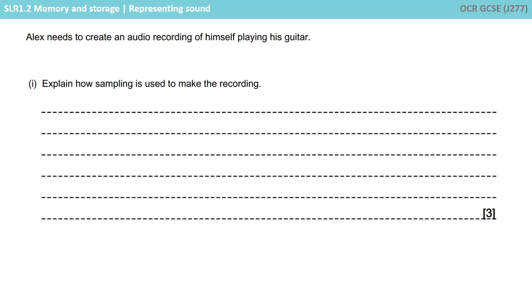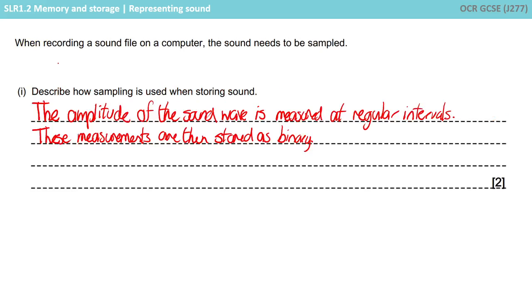Only one more, I think. No, 2 more. Nice and easy. Well, this is exactly the same question we had before. Alex needs to create an audio recording of himself playing his guitar. Explain how sampling is used to make the recording. Okay. Well, have we done this already? Well, it's the same question. I'm not going to write this down again, but it's exactly the same as that.